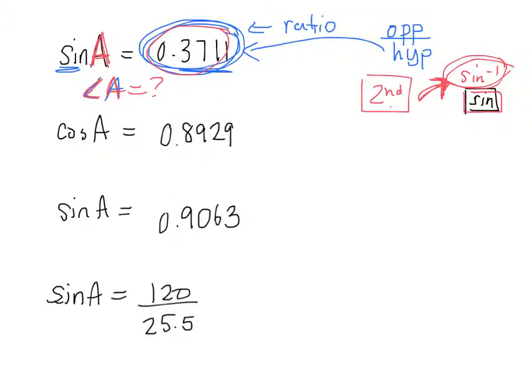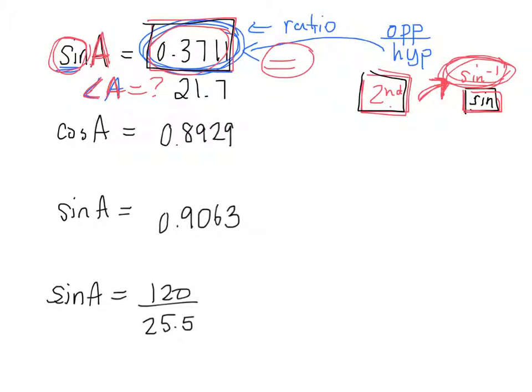So I want you to punch in, because it's sine, second sine to use this button. Then type in your ratio and then hit equals, okay? What do you guys get? Depending on your calculator, you might have to punch in the ratio first and then second sine. So figure it out. But what did we get? 21.78. So let's say that angle A is approximately equal to, rounded off to the nearest degree, 22 degrees.